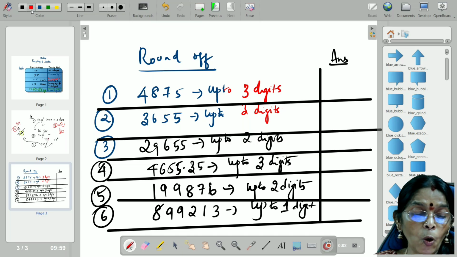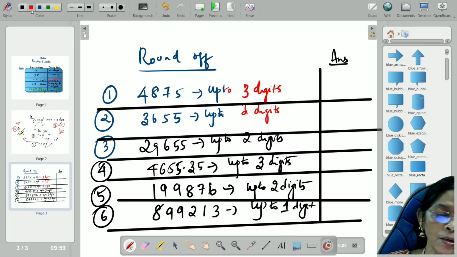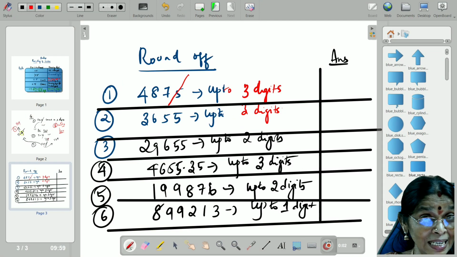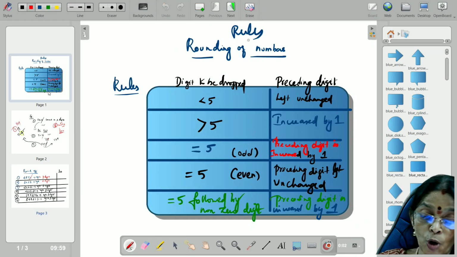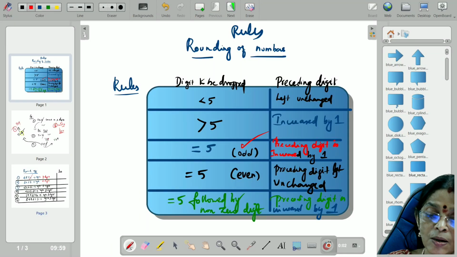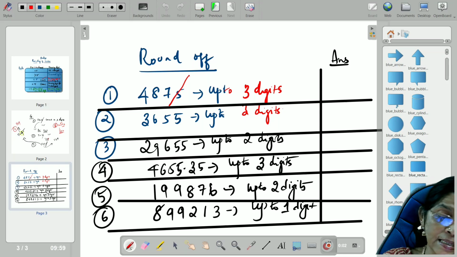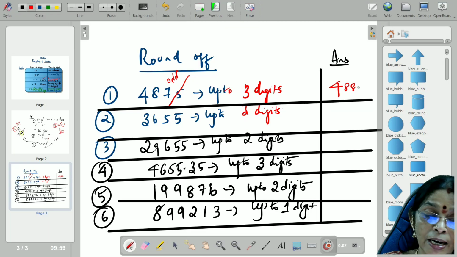Right. 4875 up to 3 digits. Which digit to be dropped, children? Up to 3 digits means the digit to be dropped is 5. Immediately look into the preceding digit. Look at the rule. The digit to be dropped is equal to 5. The preceding digit is increased by 1 only if the preceding digit is odd. And now you see, is the preceding digit odd? Yes. So since it is odd, it is increased by 1. So I have to write it as 4, 8, 8. Then you can't leave it like that. I have to write it as 0.